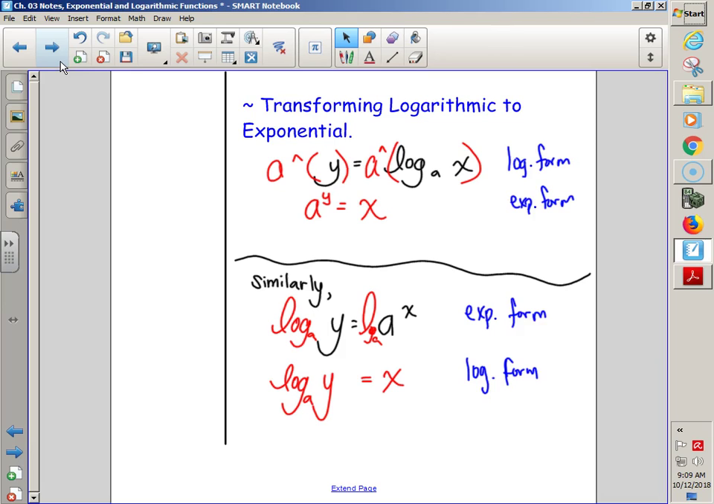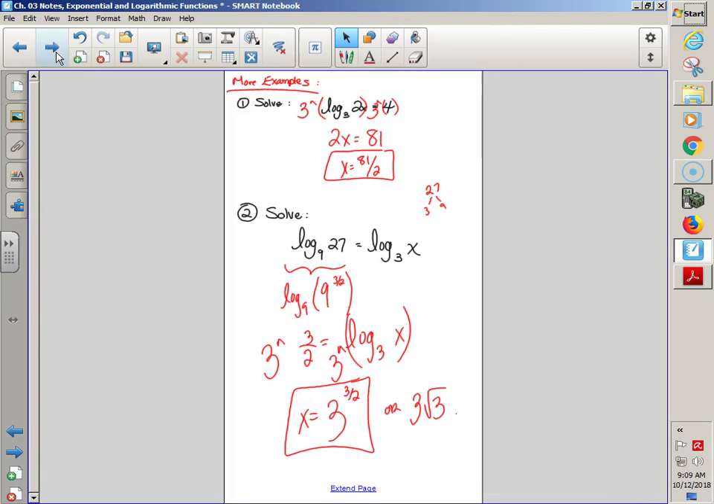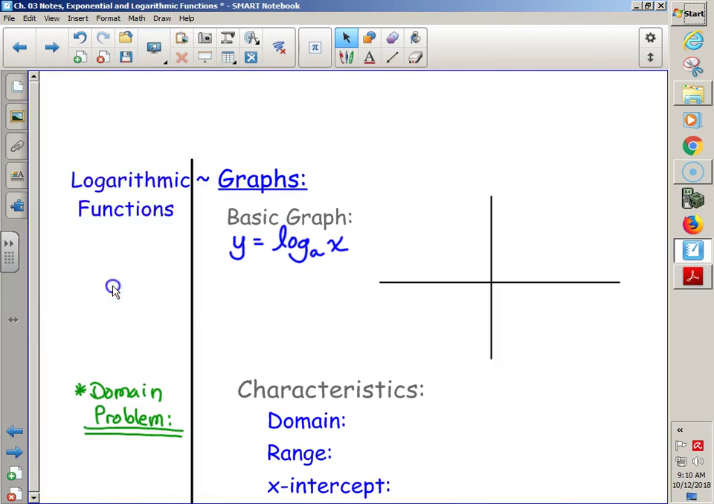So if we ever need to undo a base to a power, like here, use a log. If you ever need to undo a log of, use a power. Okay? And that's what hopefully helped you guys in homework last night, and that's where we were ending yesterday. But what we didn't get to talk about were the graphs. Okay, here we go. Basic graph of a logarithm.